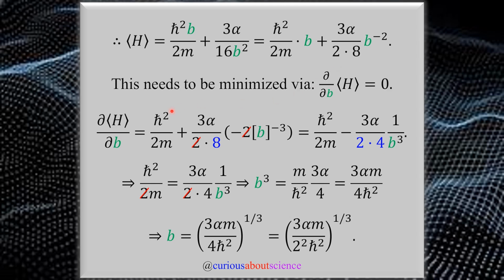So let's take the derivative and set it equal to 0. We see that the b factor here was linear, so it goes away to 1. We get a negative 2b to the negative 3 from the power rule. So that 2 and that 2 cancel, hence the prefactor. And then we see that we just get a negative sign here.